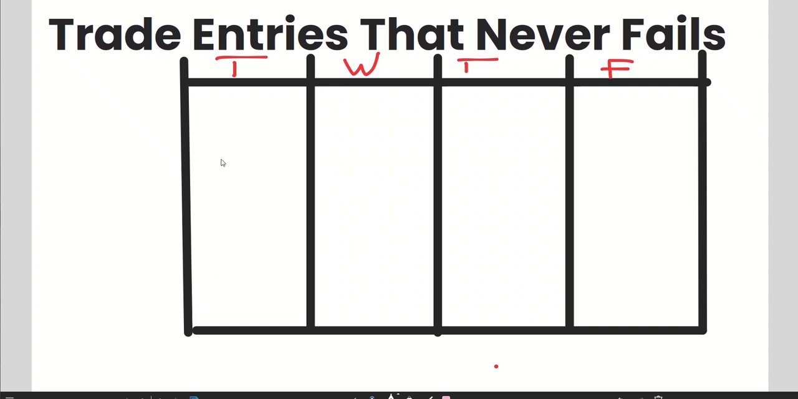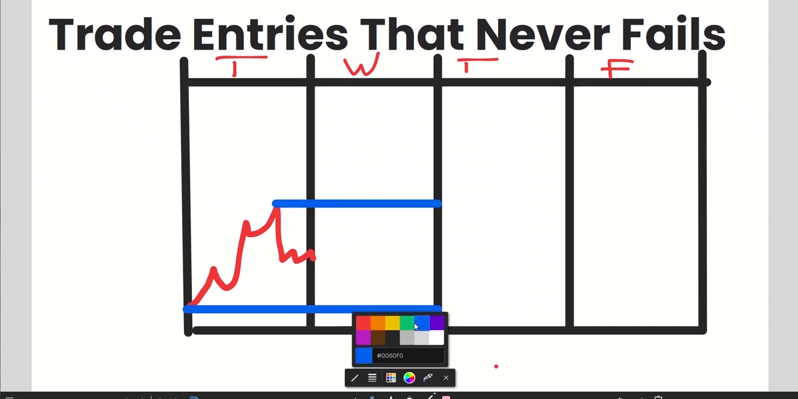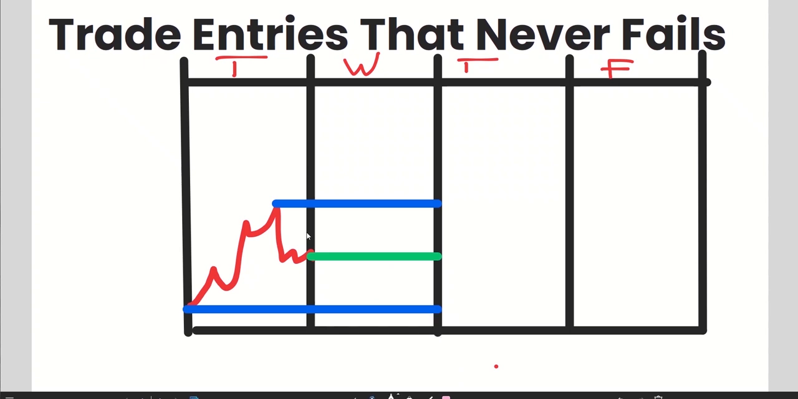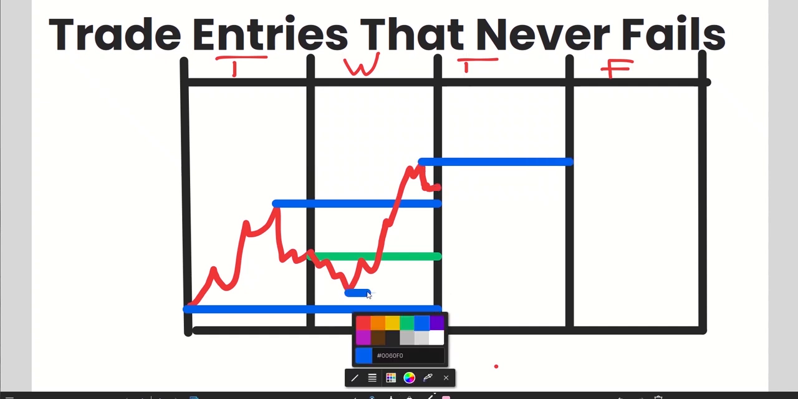Let's say on a Tuesday, we got something like this. The following day, what do we do on this asset? We do nothing. However, we will mark that we have the high here, the low here, and the closing price somewhere around here. We have three levels. Let's say the next day they go down and eventually they go up and close here. We have the high, the low, and then again the closing price.